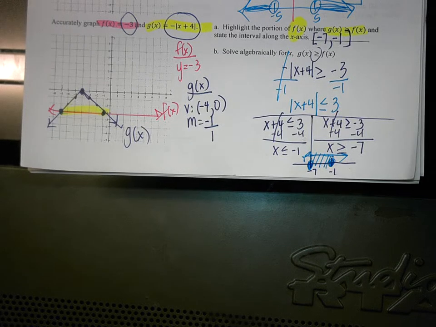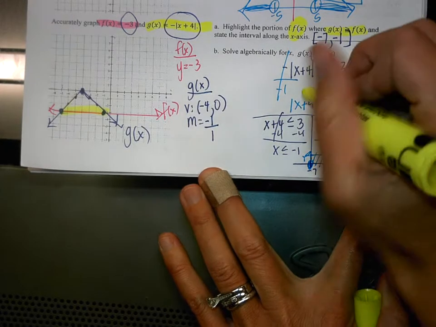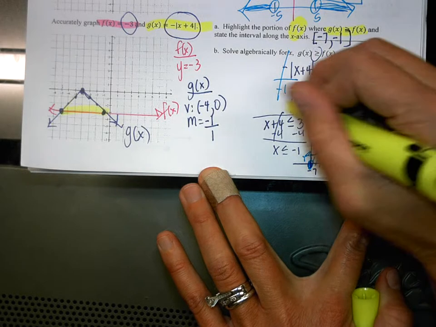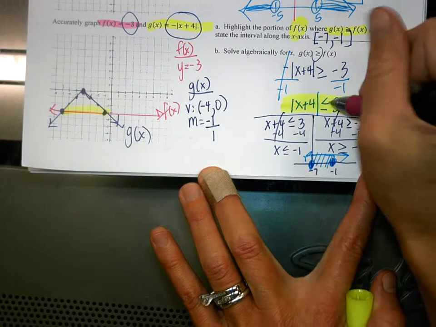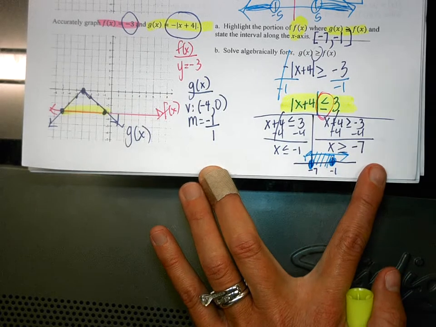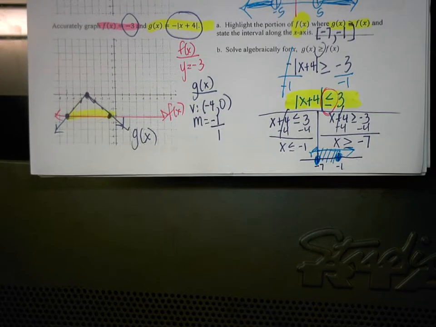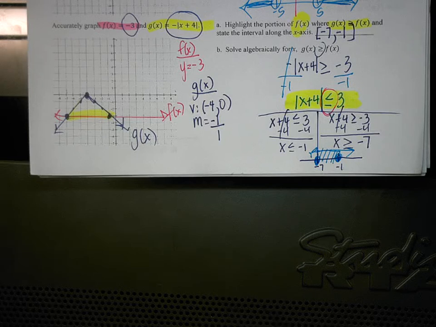You can't decide if it's an "and" or "or" problem until the absolute value is by itself. Do you see here how you end up with this symbol? And we know that's an "and." It's always the overlapping portion in the middle. Do you want to ask me any questions?